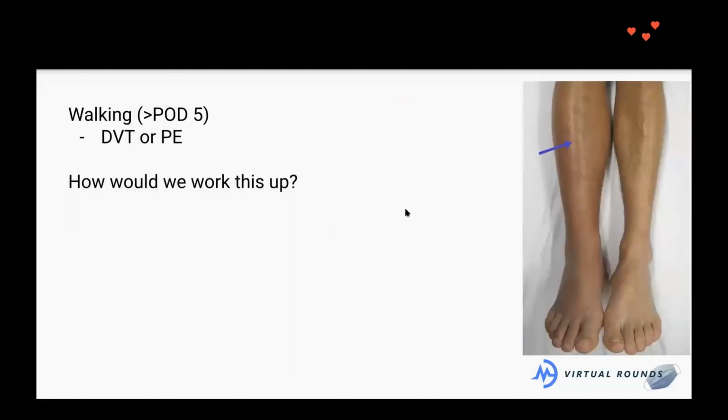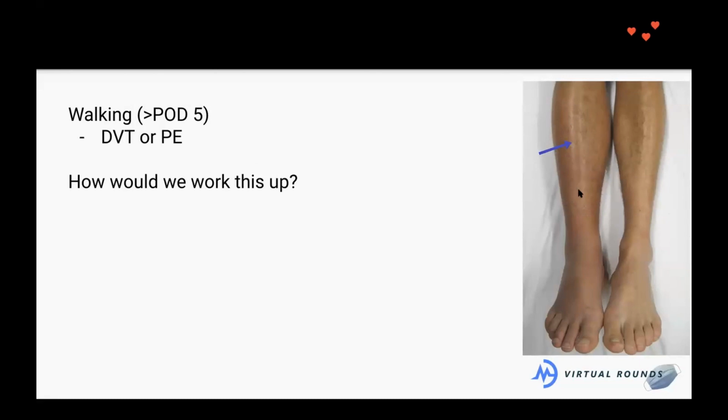And walking. So this is for anything greater than 5 days post-operatively. And this is, we mentioned this already, DVT and PE. So this is a great picture here. Homan's sign. So we have, this guy's got one big red leg. So that means that he's probably got a DVT somewhere up here in the deep veins, causing this leg to swell up and get inflamed.